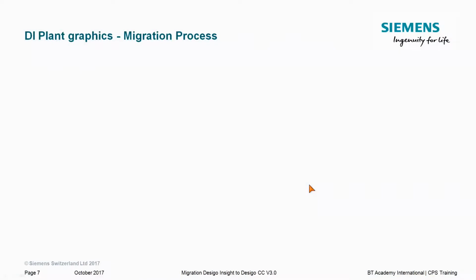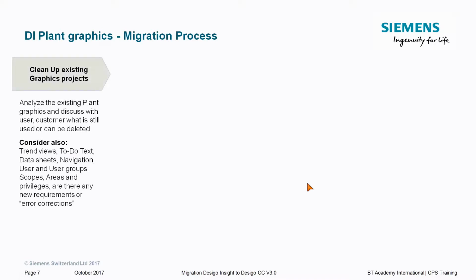So, the Desigo Insight Plant Graphics migration process. Let's go now a little bit more in detail from the base information. So, analyzing the existing plant graphics, discuss with the customer what is still used or can be deleted. Okay. Then consider also trend views, to-do text, data sheets, navigation, user and user groups, scopes, areas, and privileges.